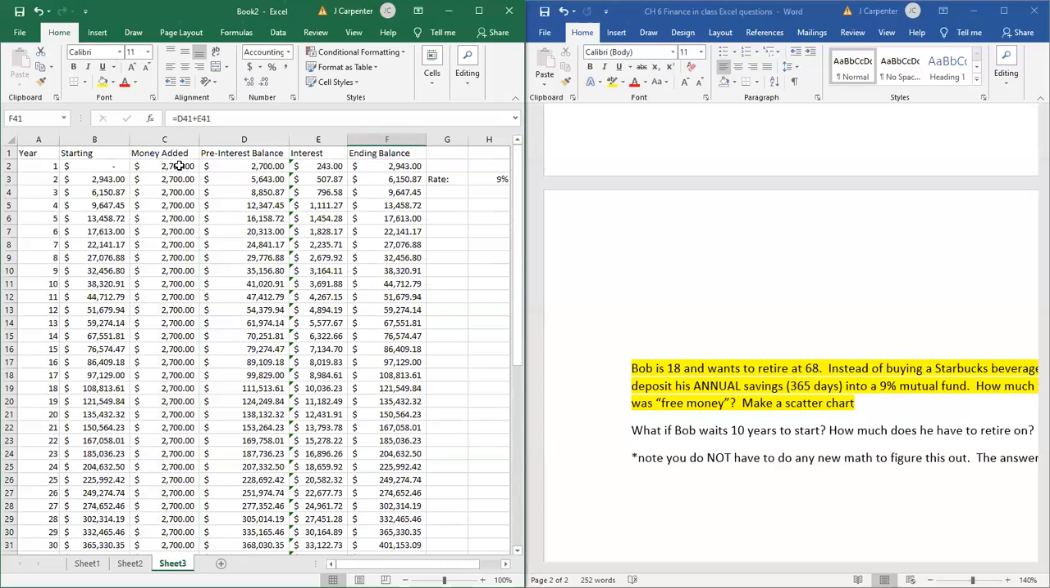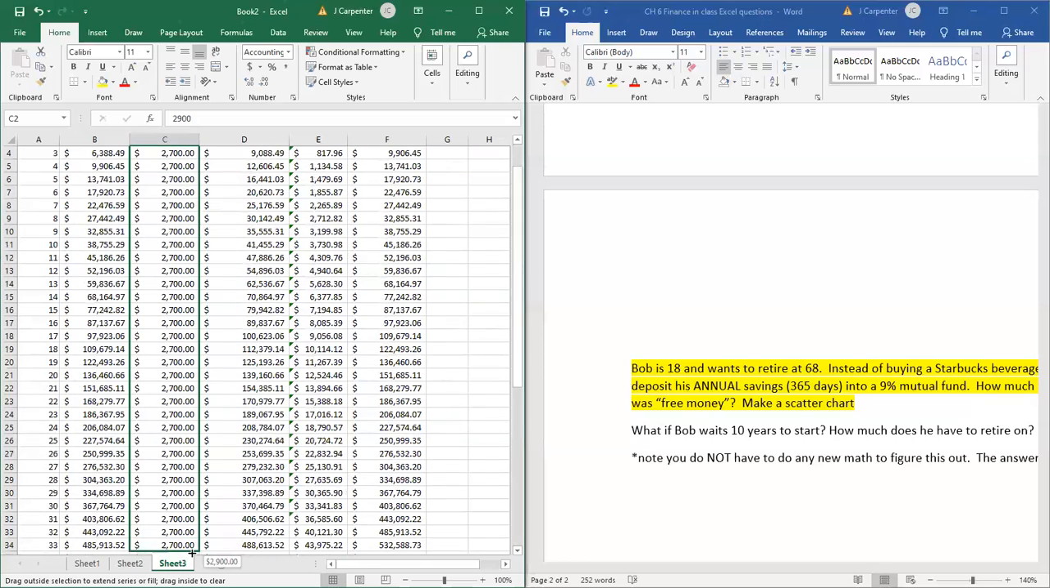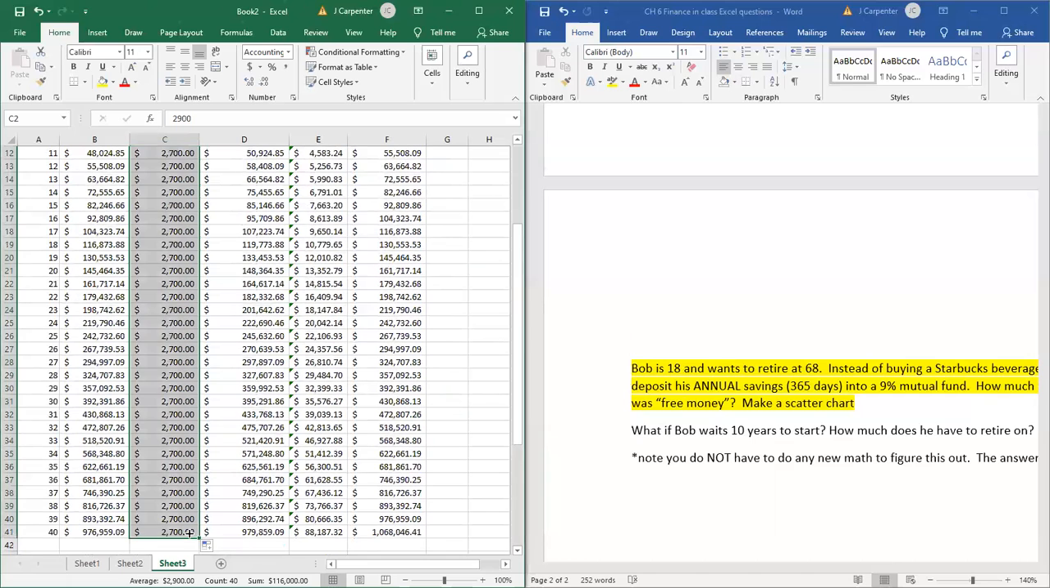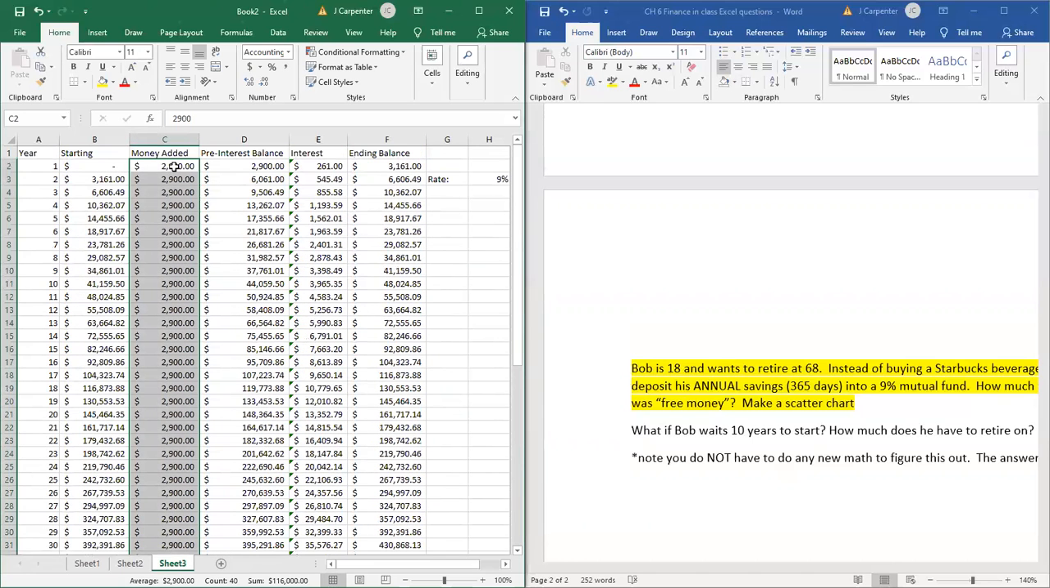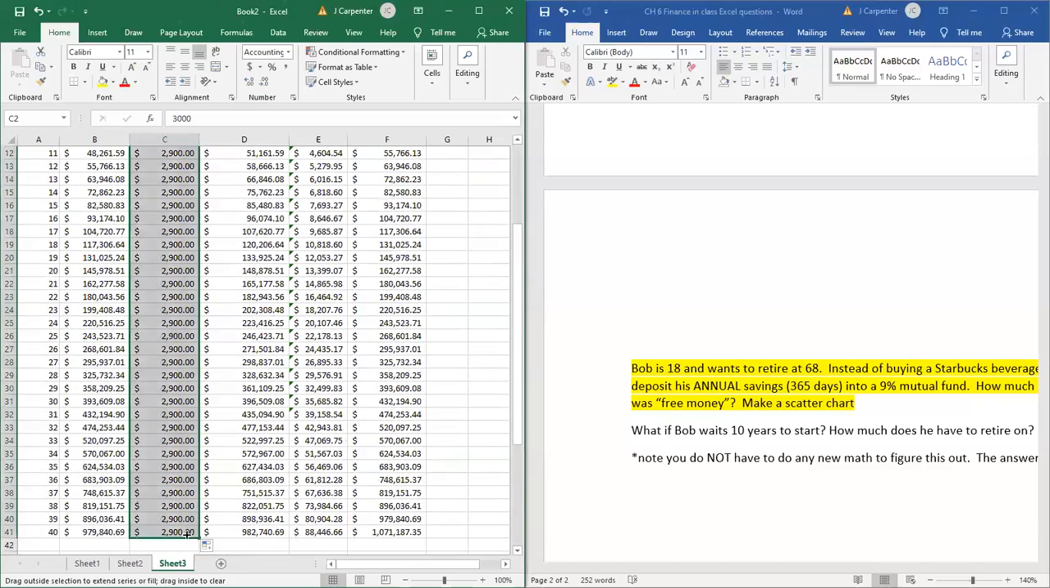Still not enough. Maybe it needs to be about 2,900, which I'm not even saying how many cups of coffee that is. You could divide it by 365 to figure out your daily deposit. There we go, we're getting close. Maybe 3,000. That's where I'm going to stop though. 1.1 million, close enough, so 3,000. How much is that a day? So 3,000 divided by 365, that's $8.21 a day. So if you wait 10 years, instead of putting away $3.50 every day, you've got to put $8.22 every day.